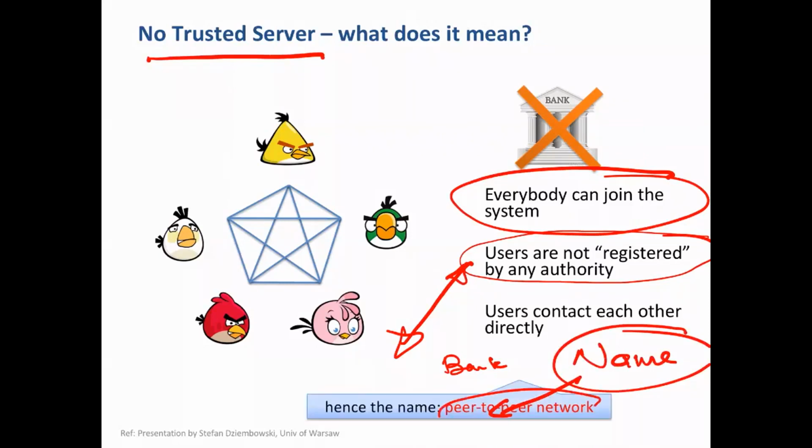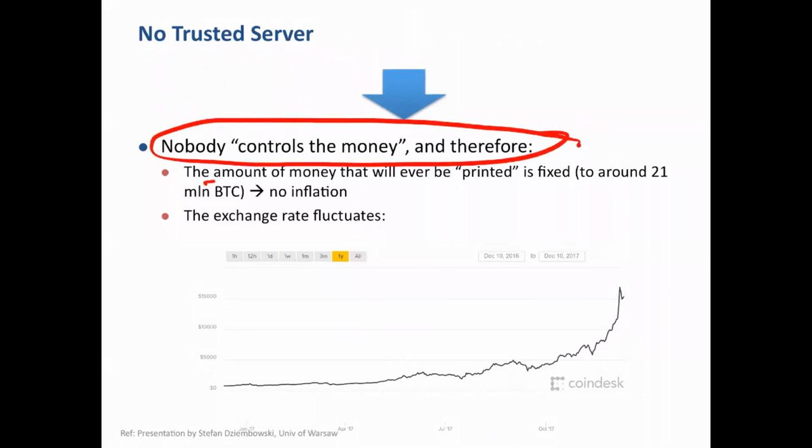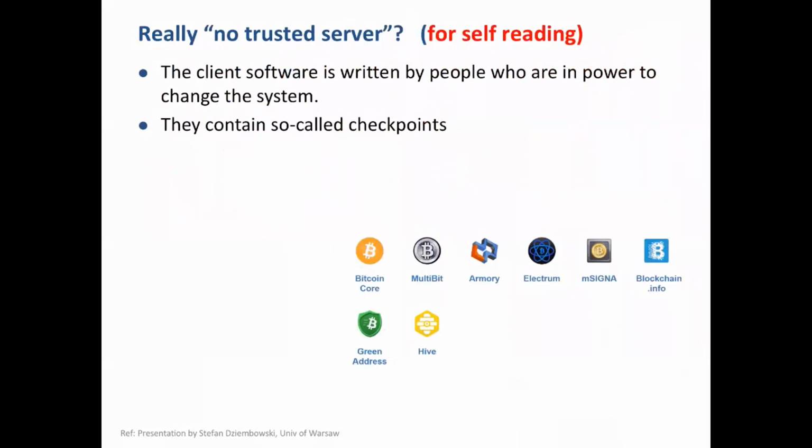And it's a peer-to-peer network. There's no trusted server, which has many advantages. Nobody controls it, and hence the amount of money that can ever be printed is fixed. So there's no inflation. Why? I will give this exercise to you to find out.